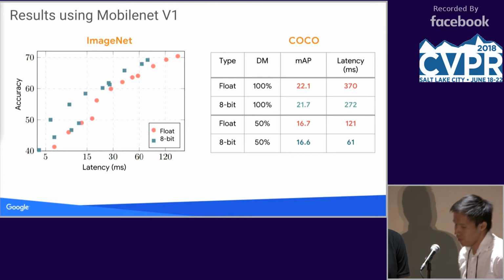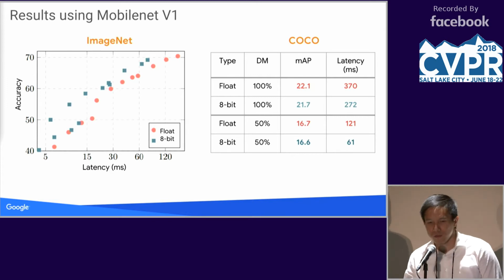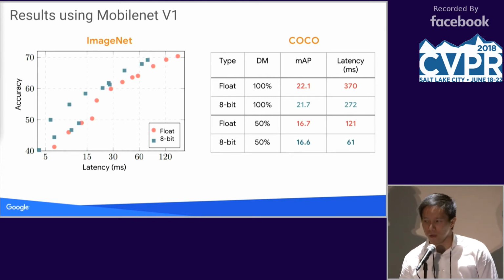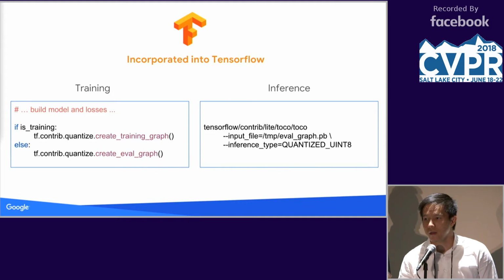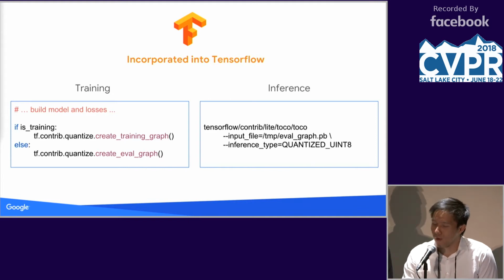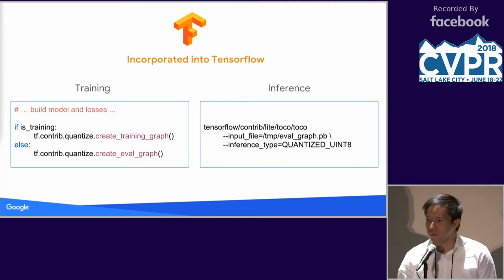So how are we doing? Using the MobileNet architecture, we can actually have an across-the-board improvement in terms of the speed-accuracy trade-off, both in terms of ImageNet classification and COCO detection. Better yet, 8-bit quantization is fully incorporated into TensorFlow, which means that with these few lines of code, you can already start to train and deploy your models on mobile in 8-bit.